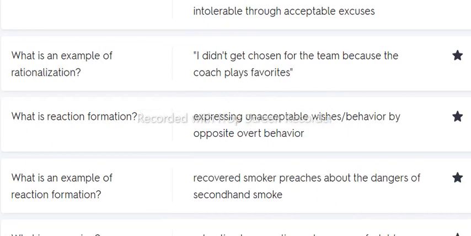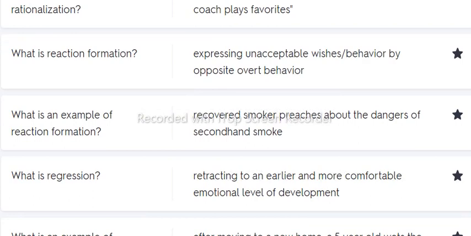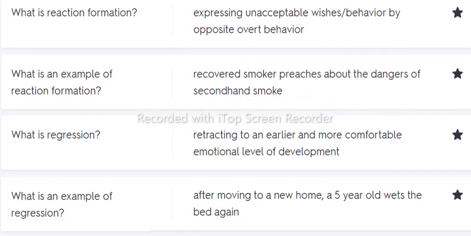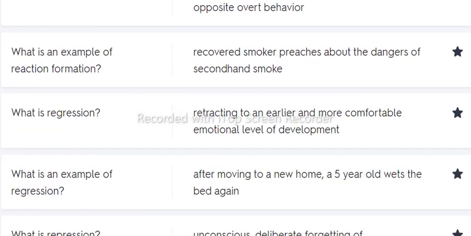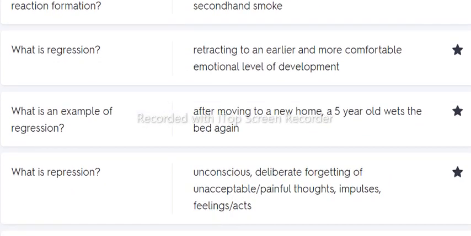What is reaction formation? Expressing unacceptable wishes or behavior by opposite overt behavior. What is an example of reaction formation? Recovered smoker preaches about the dangers of secondhand smoke. What is regression? Retreating to an earlier and more comfortable emotional level of development. What is an example of regression? After moving to a new home, a 5-year-old wets the bed again.